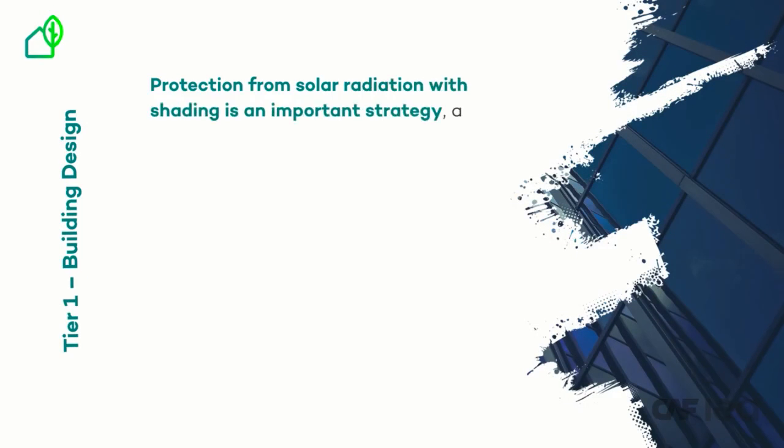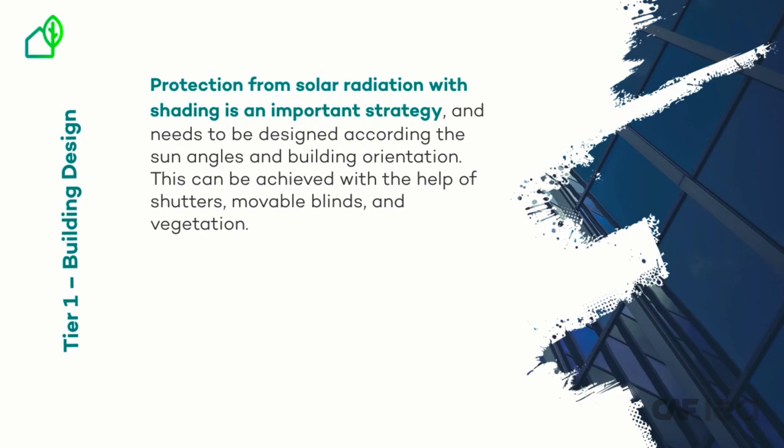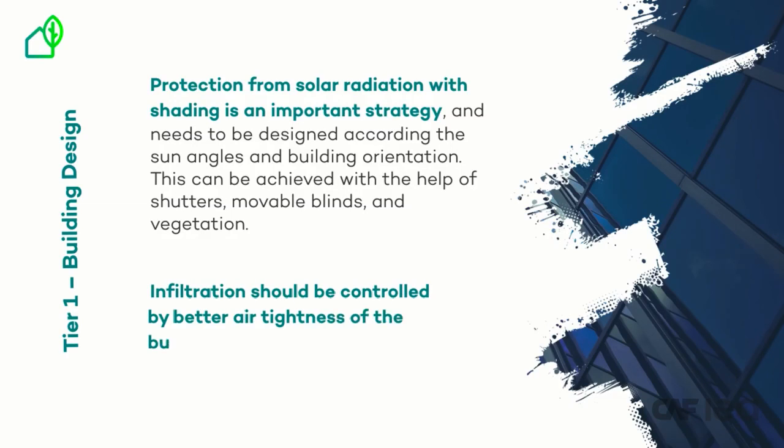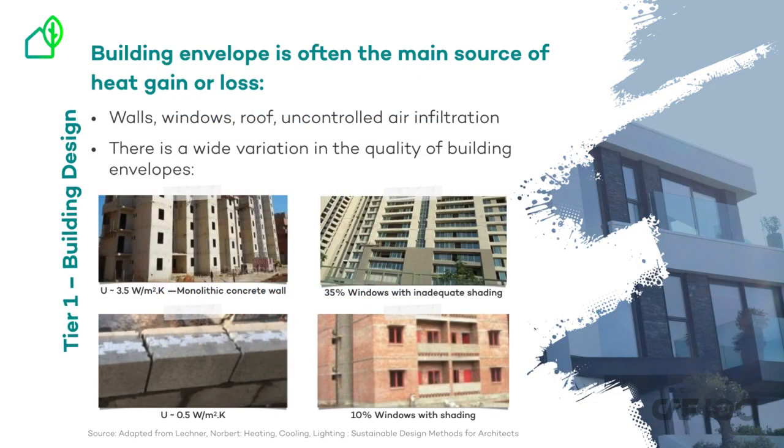Protection from solar radiation with shading is an important strategy and needs to be designed according to the sun angles and building orientation. This can be achieved with the help of shutters, movable blinds, and vegetation. Infiltration should be controlled by better airtightness of the building. The building envelope is the main source of heat gain and loss. Let's summarize some of the main features involved.